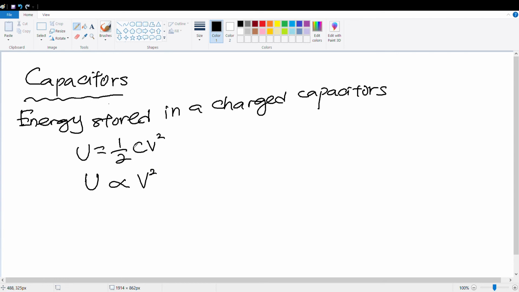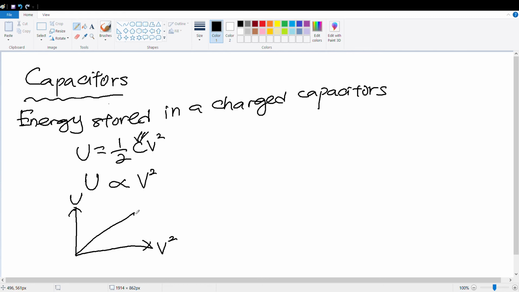In this case, the capacitance of the capacitor is constant. Assume the space between the two plates is free space, so there's no dielectric. So this capacitance is constant. The variables that are changing are the electrical potential energy and the potential difference. So U is directly proportional to the square of the potential difference, and the graph of electrical potential energy against the square of potential difference is a straight line.